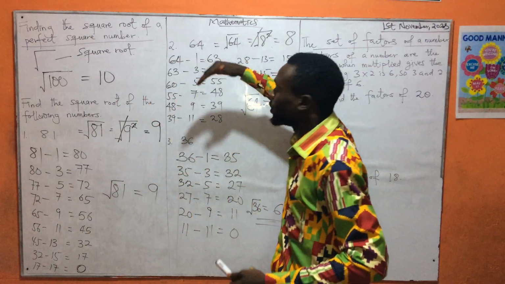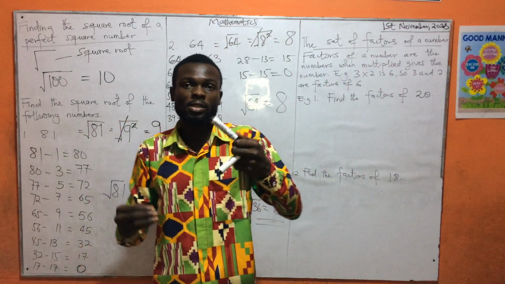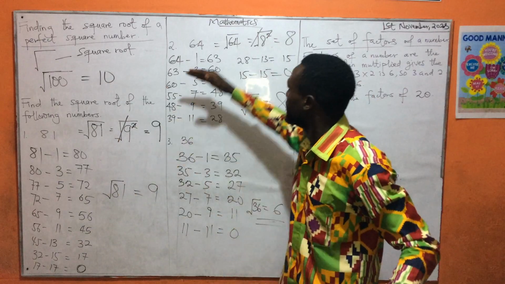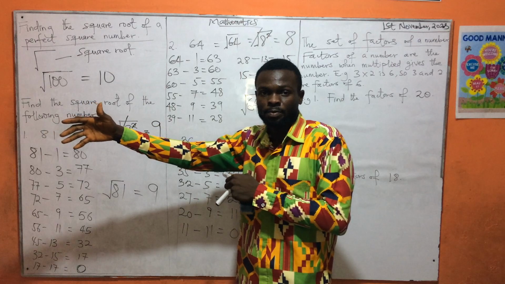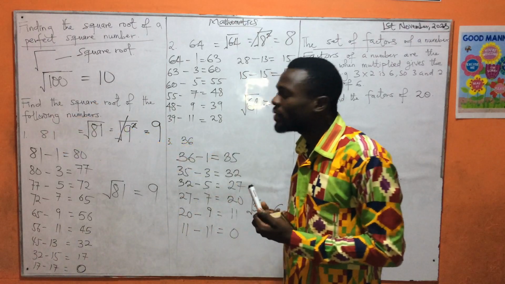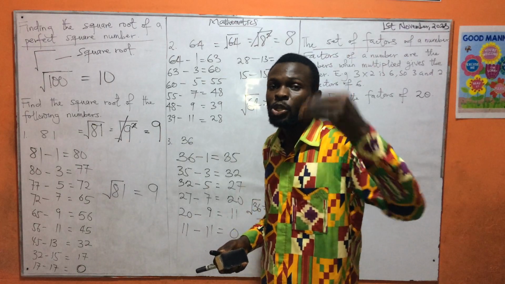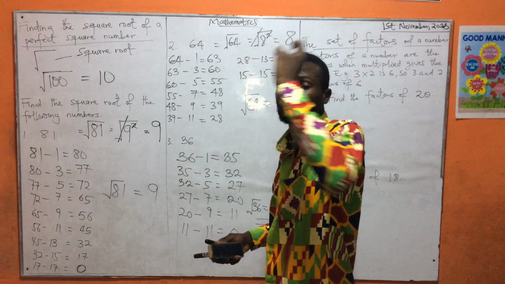These ones are the normal ones which we were taught in Basic 7. We did square root, we looked at this type in Basic 7 under prime factorization of numbers. Good. But here we are looking at how to use the repeated subtraction method to get the square root of a number.